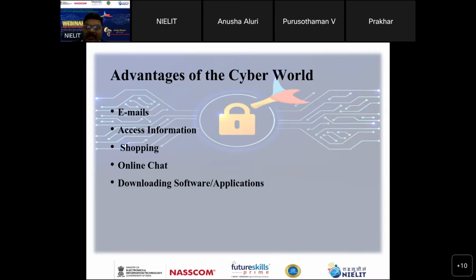In the same way, initially for chatting, we had telegrams and other modes of communication for instant chatting. But nowadays we have WhatsApp, Facebook Messenger, Google Talk, and many other options. With the help of these, we can instantaneously communicate with our loved ones, professionally or personally. In the same way, if we want anything from the internet, we can download it easily. So these are the advantages of the cyber world which we are using nowadays.